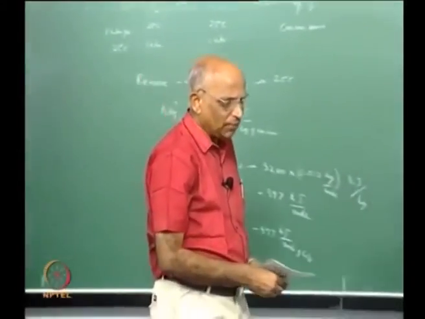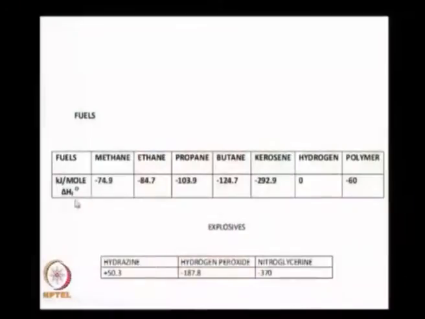of the heat of formation of, let us say, methane is something like minus 74.9 kilojoule per mole, ethane is minus 84.7, propane, which is C3H8, is minus 103.9, butane minus 124, and it keeps on increasing to kerosene, which is minus 292, which means a fuel, as it becomes more and more complicated or more and more longer in chain, has a higher negative value of heat of formation.